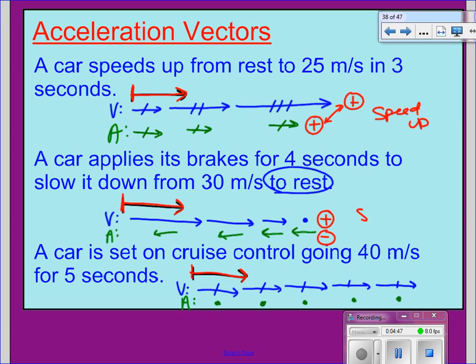When their signs are opposite, that is when the object is slowing down. And then obviously, since velocity is positive in the last one, and acceleration was 0, then that just means the object still is just moving at a constant velocity.